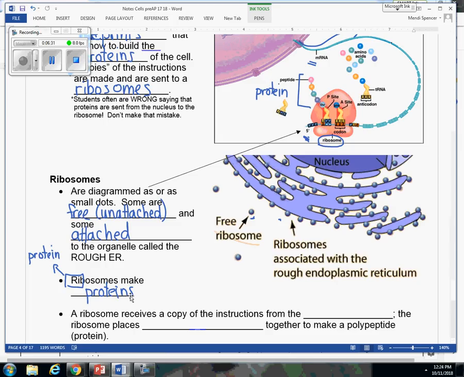Now, you're going to be building models here in a little bit, and you're going to have to each explain to me how different cell parts interact. So let's just kind of review the first two that we've seen so far. We've talked about the nucleus, and we've talked about the ribosomes.